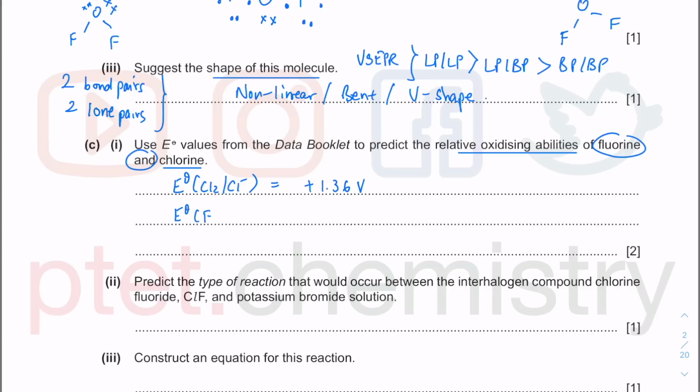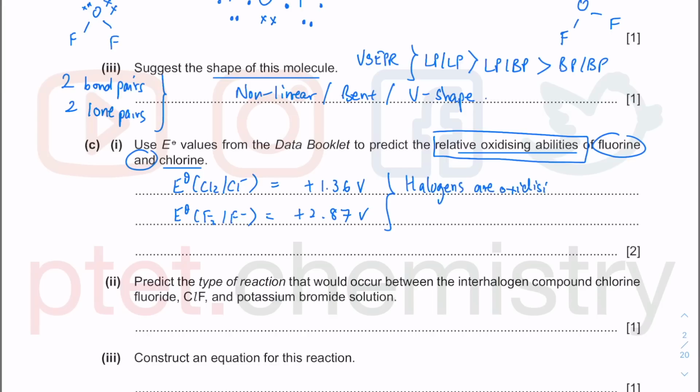And when I go to F2, F minus, so further down in alphabetical order, that is plus 2.87 volts. So what can we predict about the relative oxidizing ability? We know that the halogens are oxidizing agents. So what do oxidizing agents do? An oxidizing agent oxidizes the other substance.